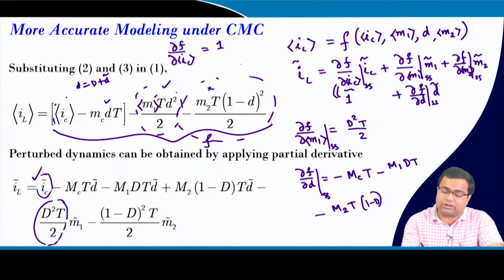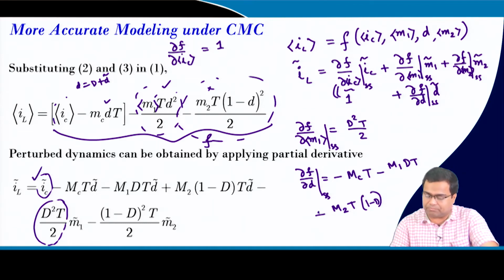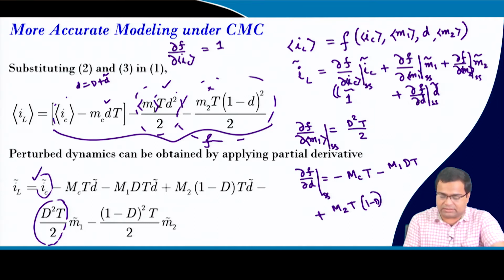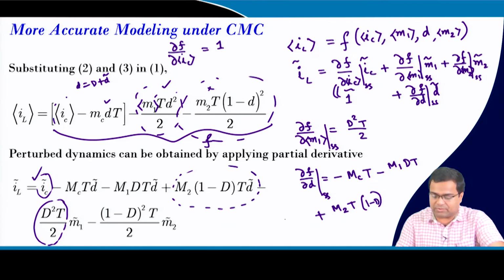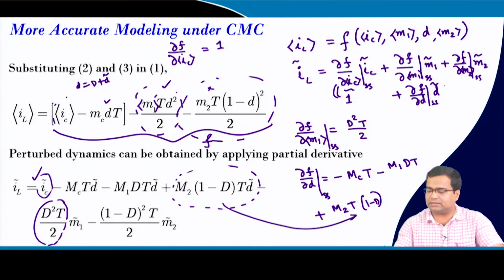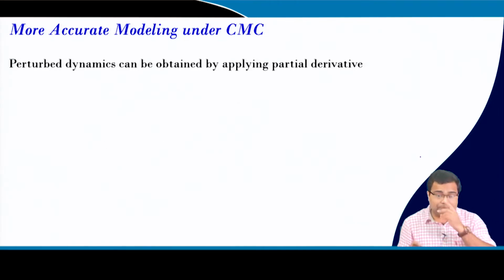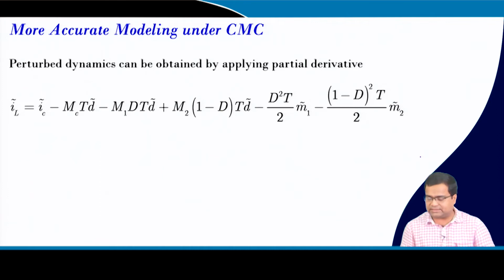Now, we have to differentiate with respect to 1 minus D. So, there will be a plus sign into T. That means it will come as this term. So, it will be M2 (1 minus D) T into delta of this term. So, this whole term will come, all terms will get it, right. So, the part of dynamics can be obtained by applying partial derivative as I discussed.